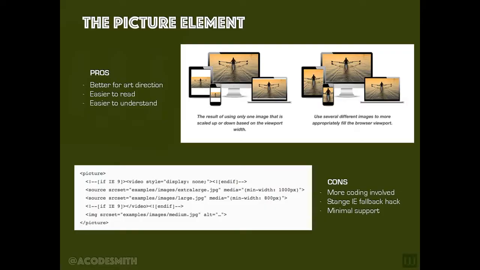A con is there's more coding involved. We have to actually type more things out. We have to make sure our syntax is right. We have to check our stuff. And you get this weird IE9 or less video style display none fallbacks. And that's just so you can get your image tags to work correctly. So you're going to have to do really weird code that if someone didn't understand it and was trying to read your code and look at your site, they would be confused, right? They would say, I don't really understand this.